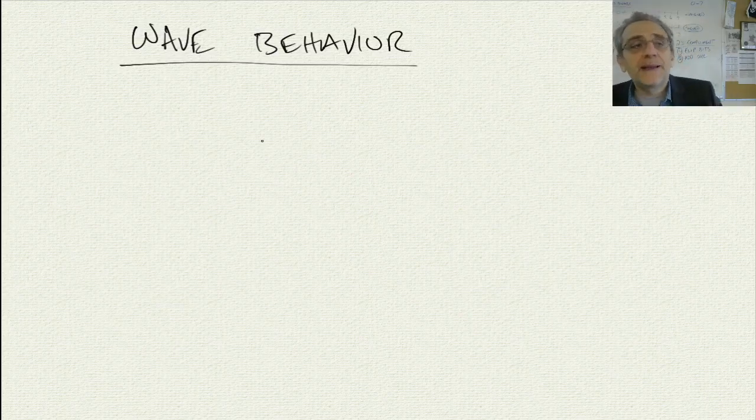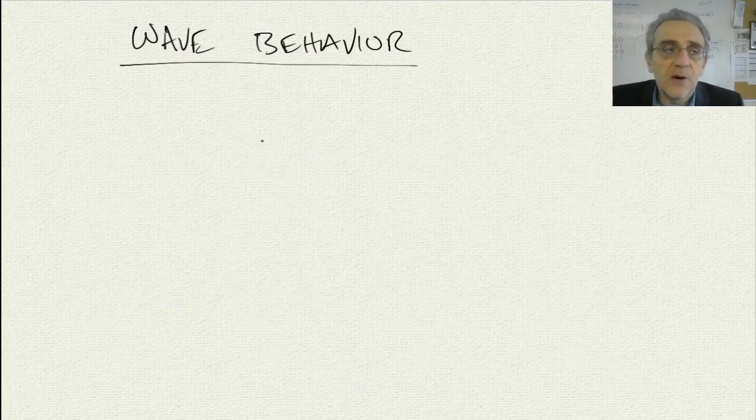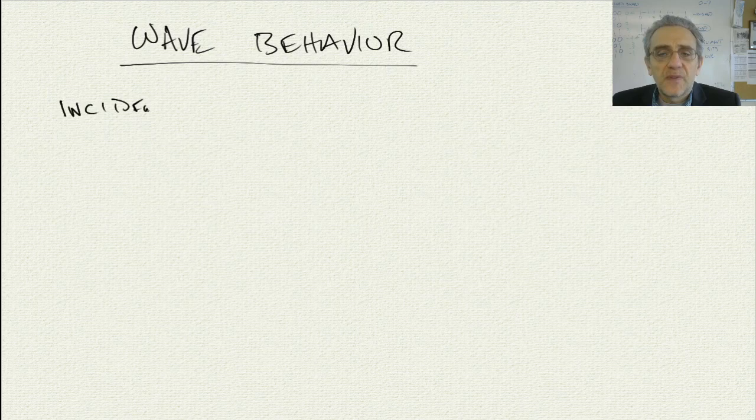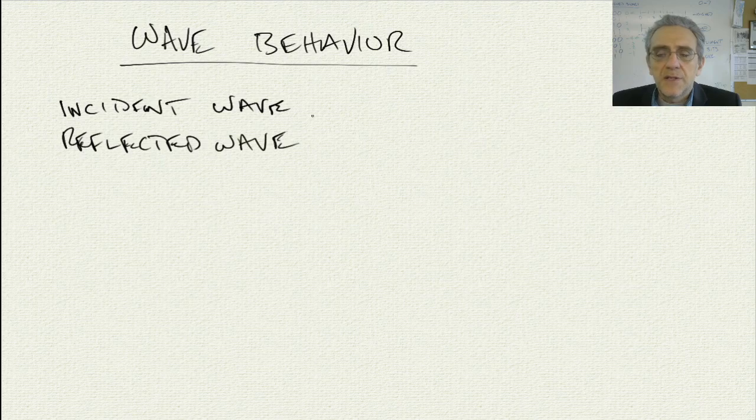All right, welcome back. Today we're going to learn a few things about wave behavior. One of the things we're going to have to learn is what is an incident wave and a reflected wave. Now, there's different types of waves, obviously, but let's talk about, for example, a string wave, a wave on a string.